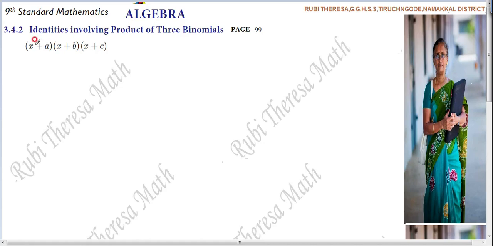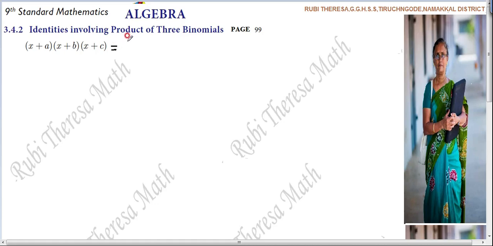X plus A is a binomial. X plus B is a binomial. X plus C is a binomial. So, involving product of three binomials, you are taking X plus A into X plus B into X plus C, because product means multiplication. You are multiplying these three binomials.